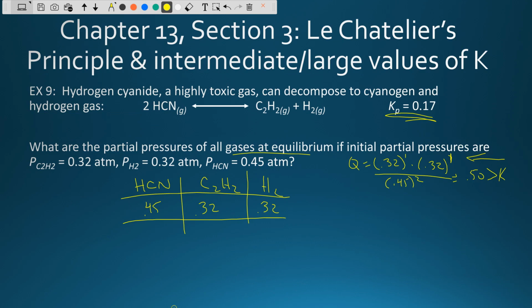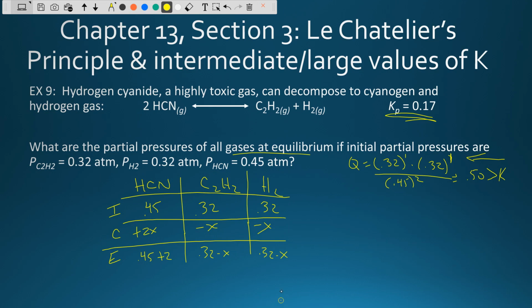I put it to the Q test. So now this tells me that I'm going to lose some of these, a certain amount, we don't know how much, and I'm going to lose or gain back to this side. Here's my initial, here's my change. Now let's find what this is once things have settled down and I'm back at equilibrium. So this ends up being 0.45 plus 2x, 0.32 minus x, and 0.32 minus x.